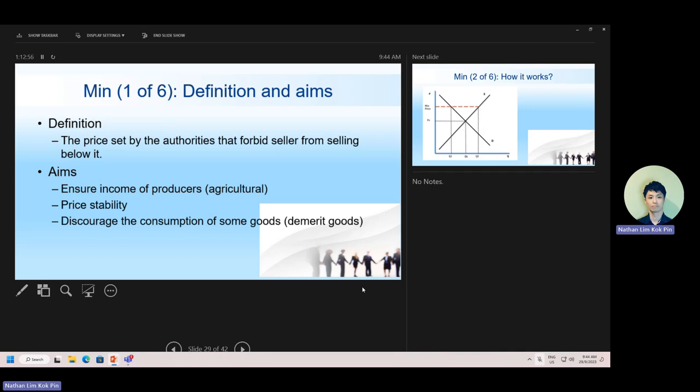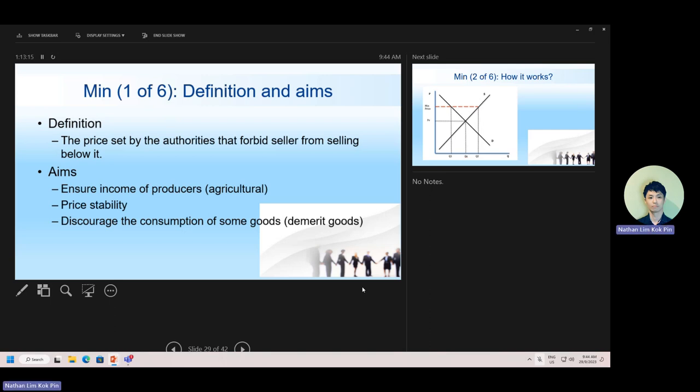So what we do is we give a minimum price to the producer. We tell them it doesn't matter what the market price is. If the market price is higher, you sell to the market. If the market price goes lower than this price, you bring your goods to me and you sell to me at this price. So this is called minimum price. So it ensures stability.